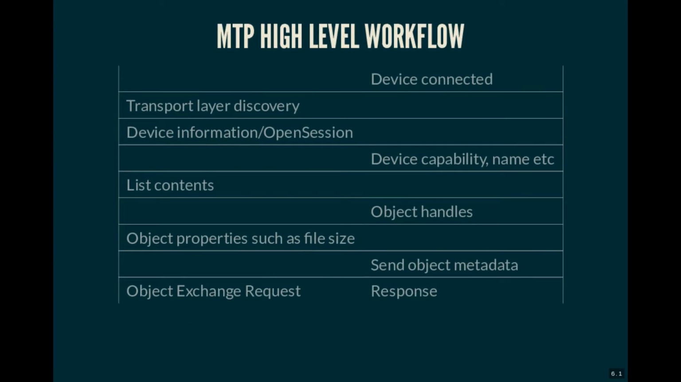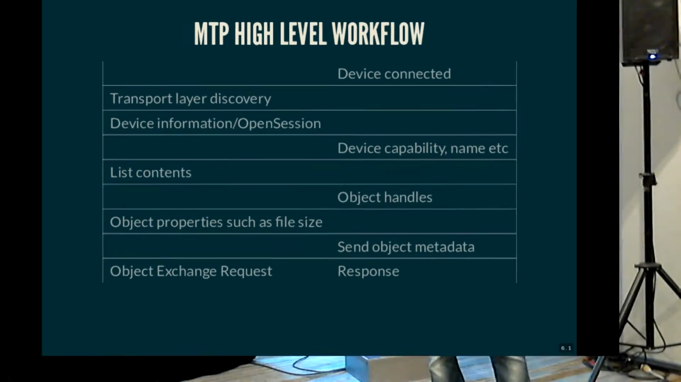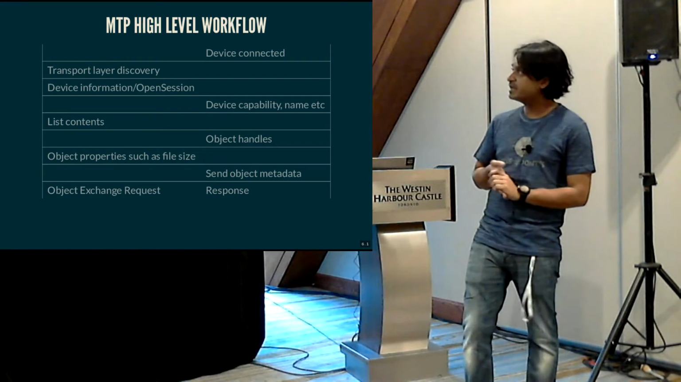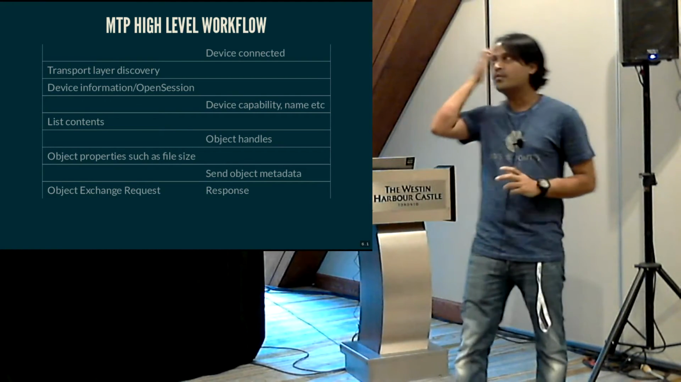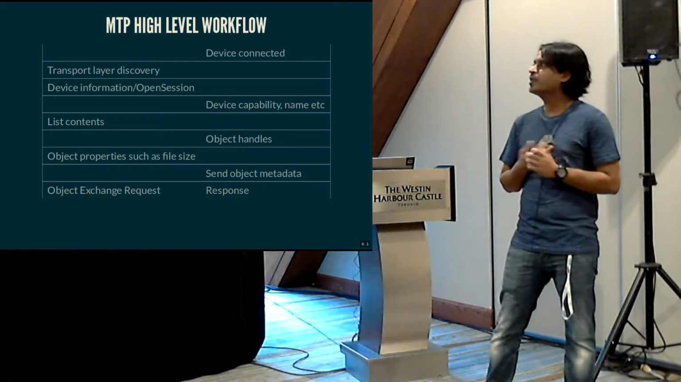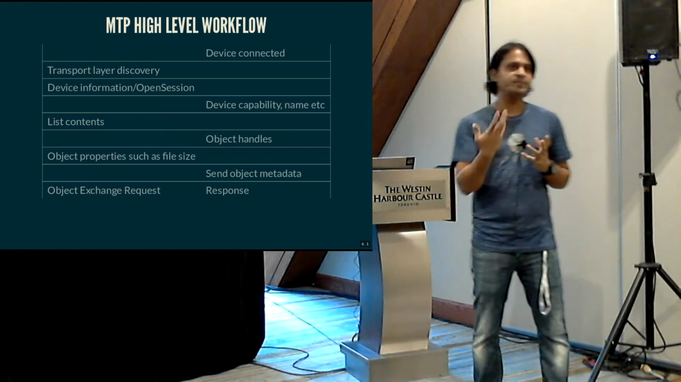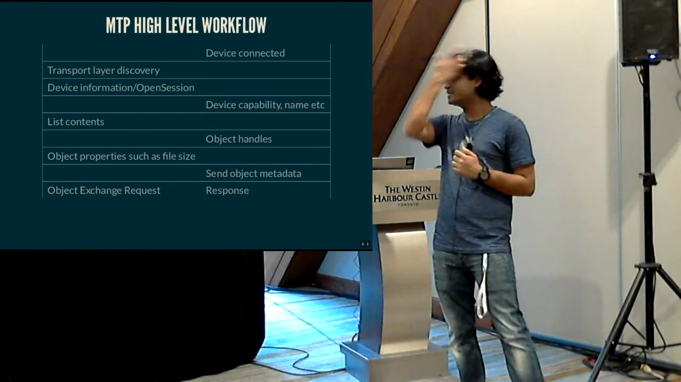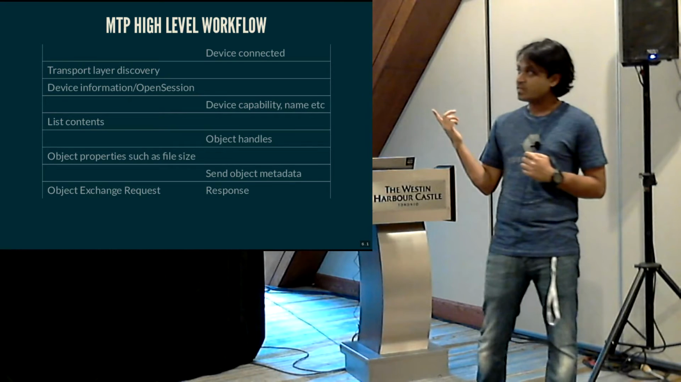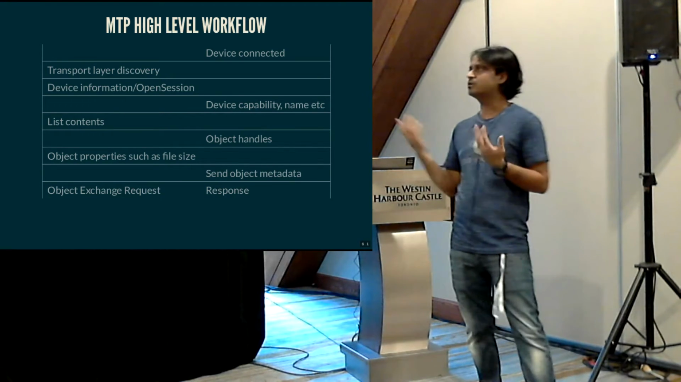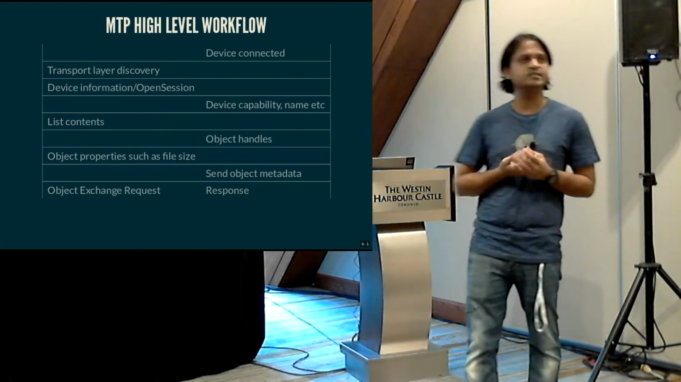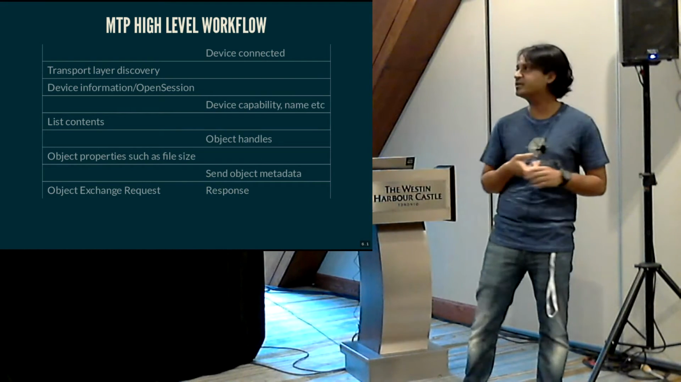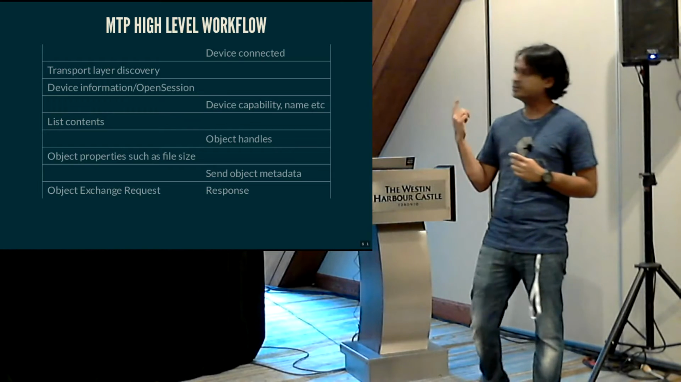So this is a high-level workflow of what happens when you plug in an MTP device. It doesn't necessarily just apply to QEMU, but it's mostly generic. So when you connect an MTP device, the USB core in the system or the host computer finds out that the MTP device is connected, and this is USB transport layer dependent. The device descriptors show that this is an MTP device, and then at that point, the system can decide what to do with it. It can either just ignore it or let it sit, or it can ask to open a session, request device features, capabilities, names, and what the file contents are.